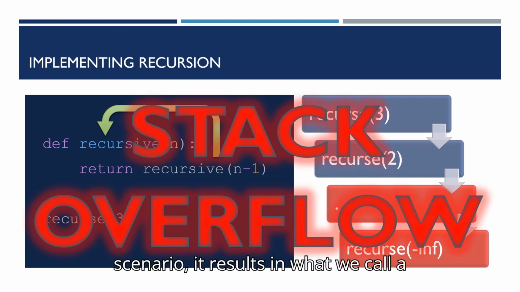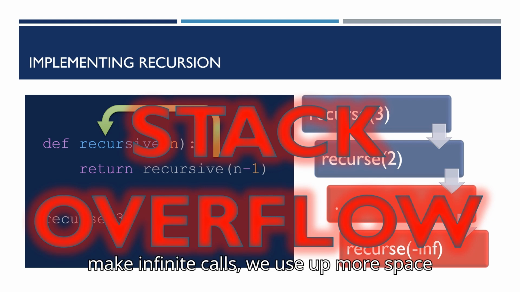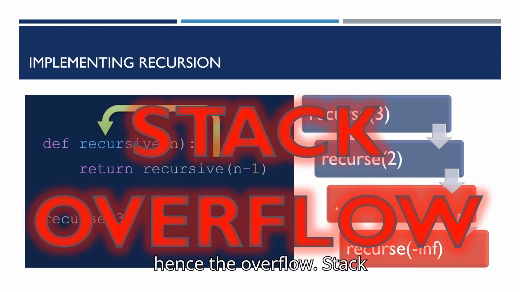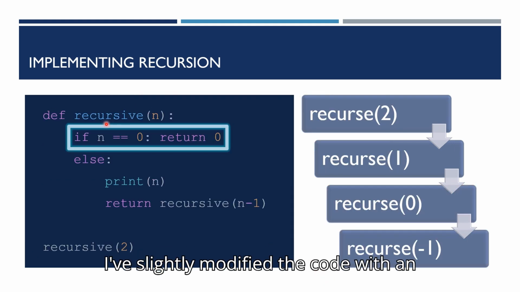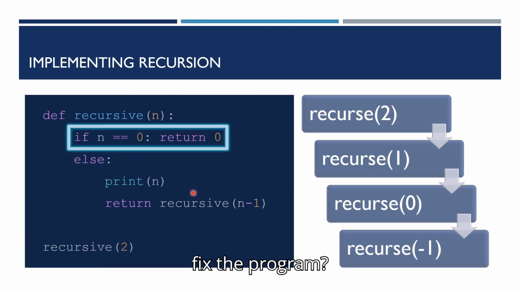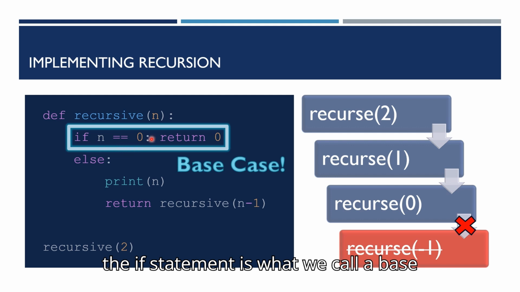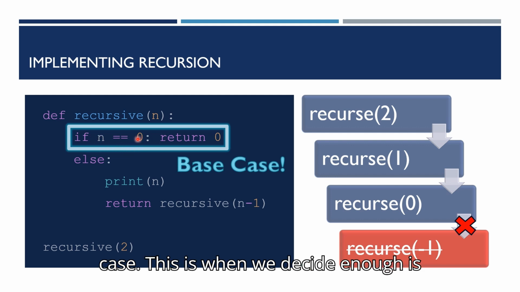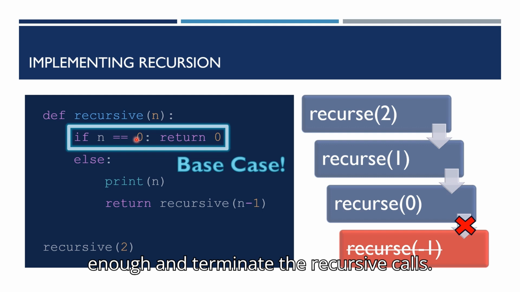This scenario results in what we call a stack overflow error during runtime. Simply put, because we make infinite calls, we use up more space than the program has been allocated, hence the overflow. Here, I've slightly modified the code with an if-else in the function body. So how did this fix the program? Well, the if statement is what we call a base case. This is when we decide enough is enough and terminate the recursive calls.